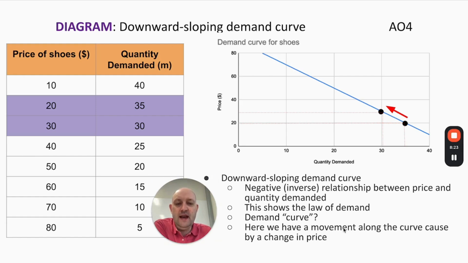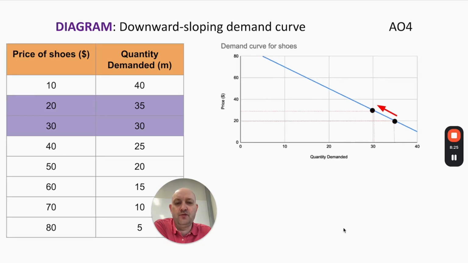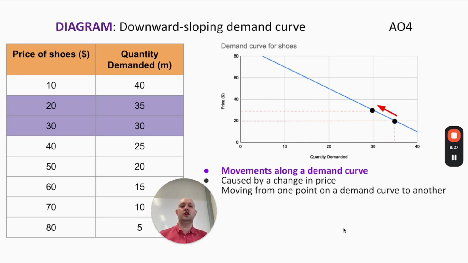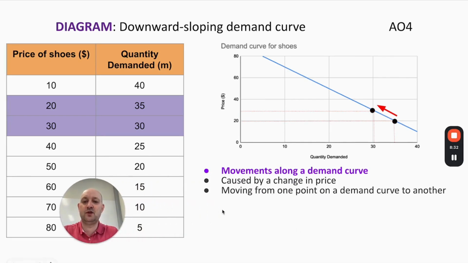So we then move on to the next slide, and we're going to just briefly describe what I mean by movements along a demand curve. And in the next video, this will make a little bit more sense because we're going to distinguish between movements along a curve and shifts of the curve. So the next video is going to be about what happens when the whole curve shifts. But for now, when we move along a curve, it's just caused by a change in price, and we move from one point on the curve to another point on the curve.